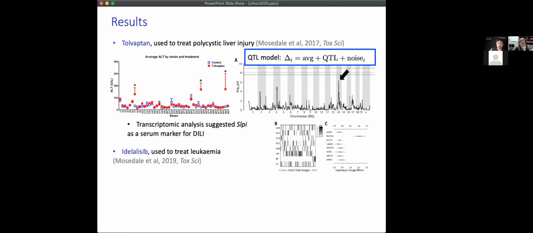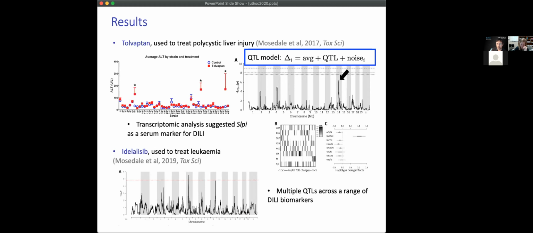And the other study was idelalisib, which was used to treat leukemia. We had repeated measures outcomes for that, so we had a bit more power, and we found multiple QTLs across a range of biomarkers. Those are the things we talked about in the paper.